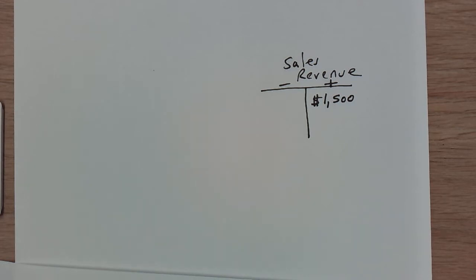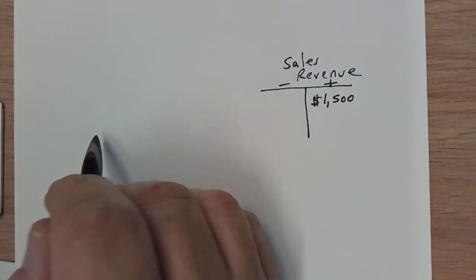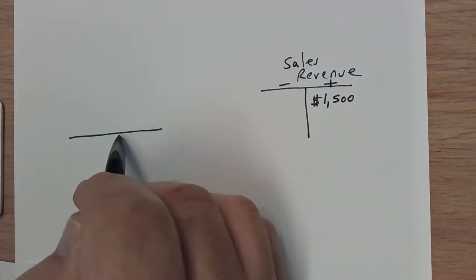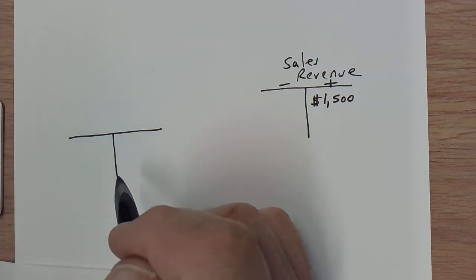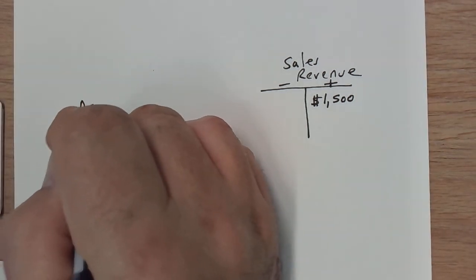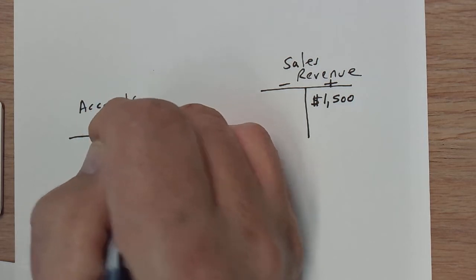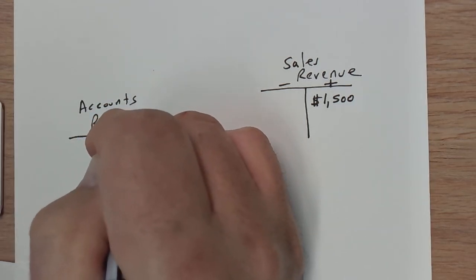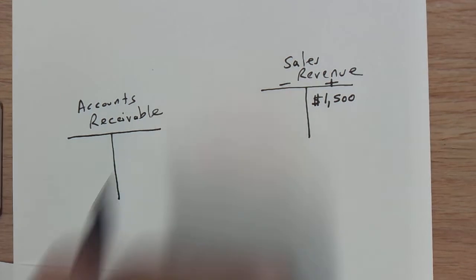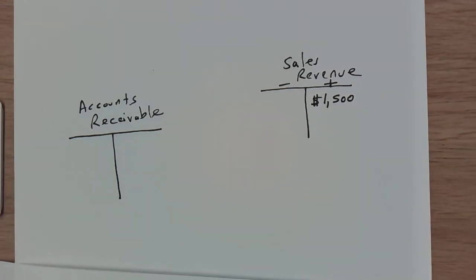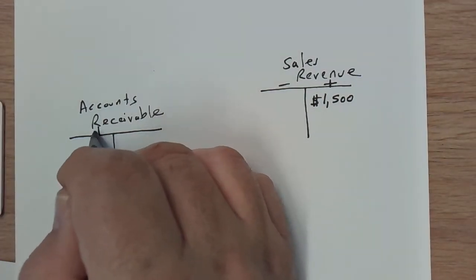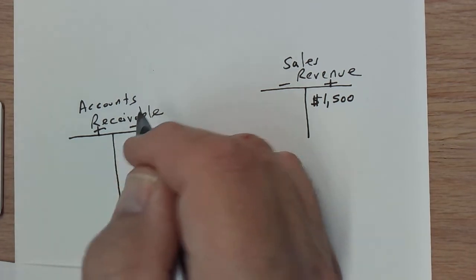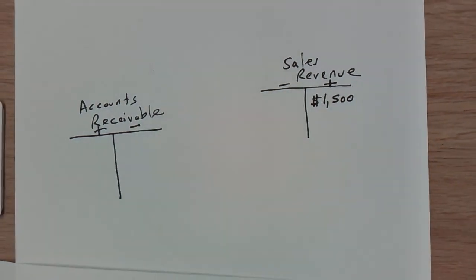And because they're not paying you cash, if you recall in the prior video, we debited cash for that $1,500. But we're not receiving any cash at this moment, but we are receiving an asset, and that's a promise to pay in the future. So that's going to be in our accounts receivable. Accounts receivable is an asset account, so it increases with debits and decreases with credits. We'll keep that in mind.